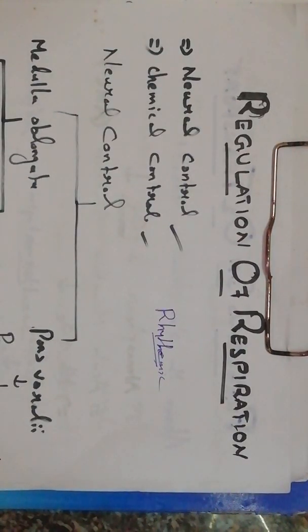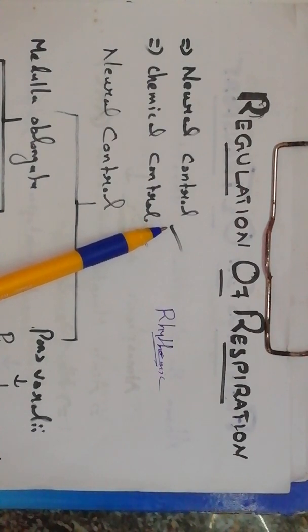Rhythmic activity, right? Okay, so let us see what is controlling this rhythmic activity and what is helping this rhythmic activity of respiration. There are two controls to regulate respiration. The first one is neural control and the second one is chemical control. Neural control means the respiration is controlled by the nervous system. Chemical control means chemicals.